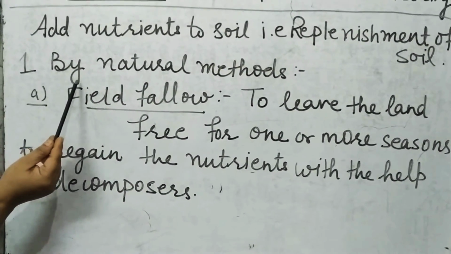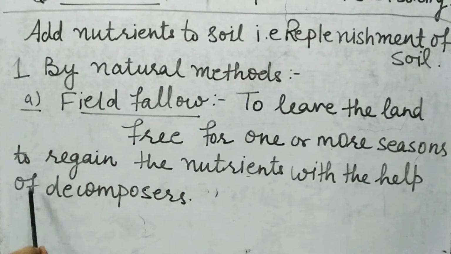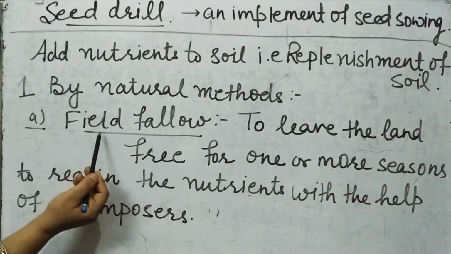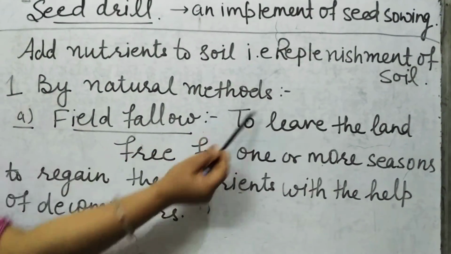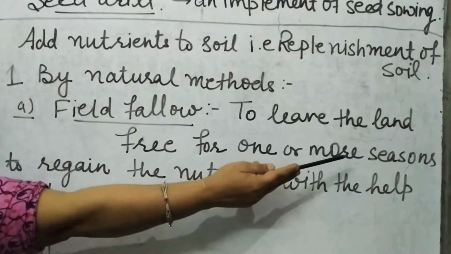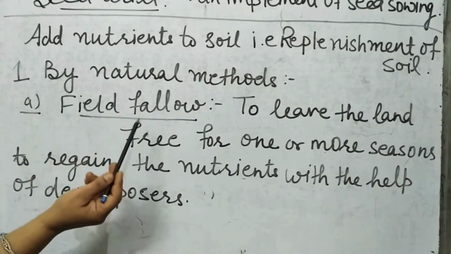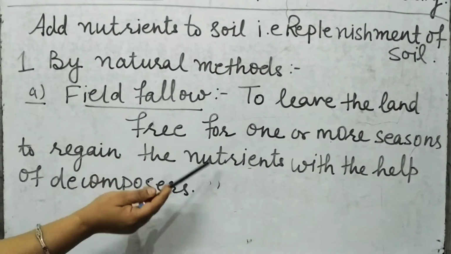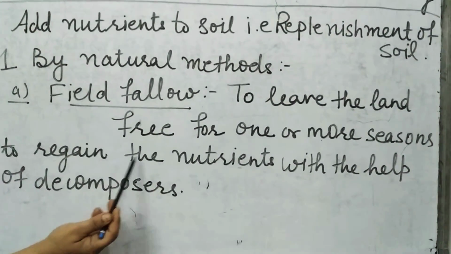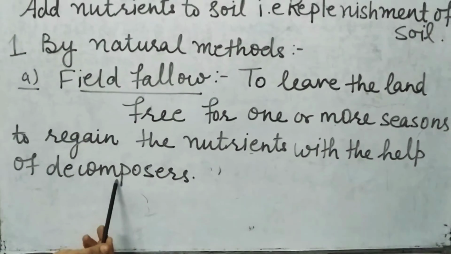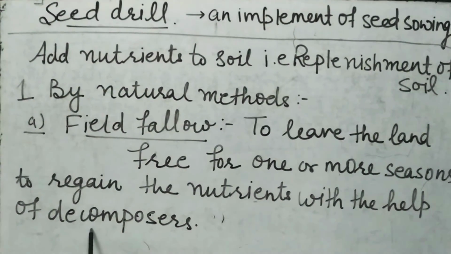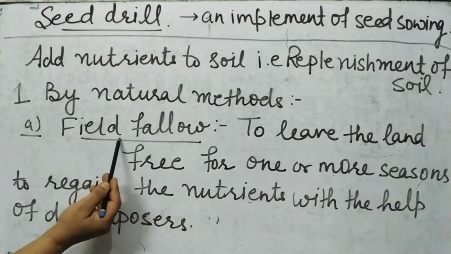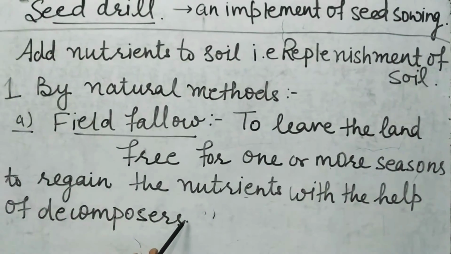It can be done by natural methods. There are many methods which can add natural nutrients to the soil. First of them is field fallow. Field fallow means to leave the land free for one or more seasons. Without sowing any seeds, without growing any crop, we have to leave the fields free, empty, so that they can regain the nutrients with the help of decomposers. You must have heard that decomposers help in decomposition and they naturally add the nutrients to the soil. So, field fallow is a natural method by which the soil can be replenished.